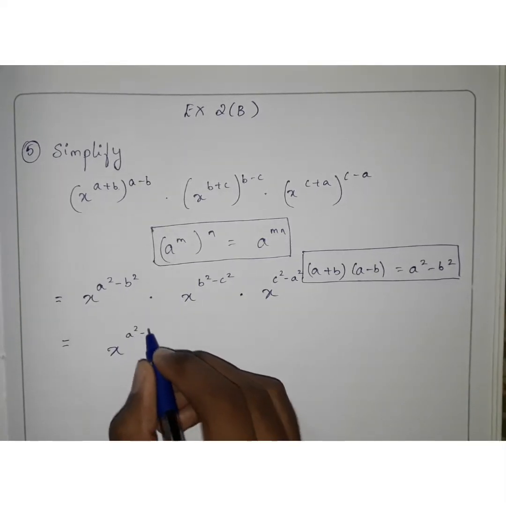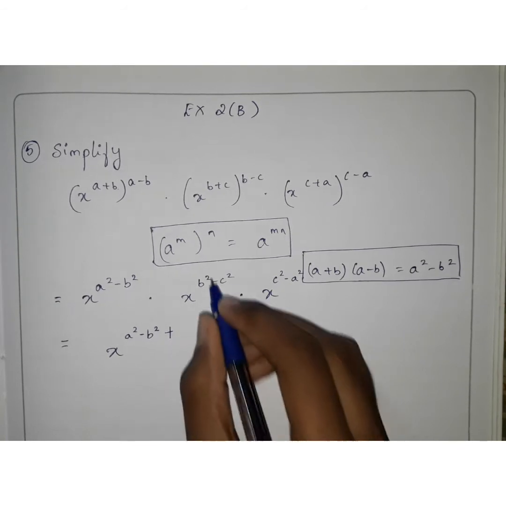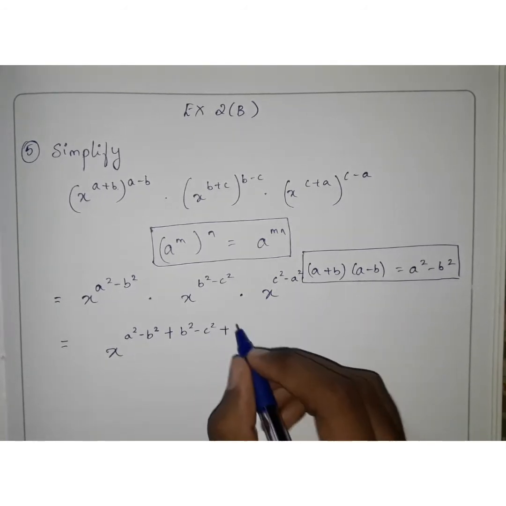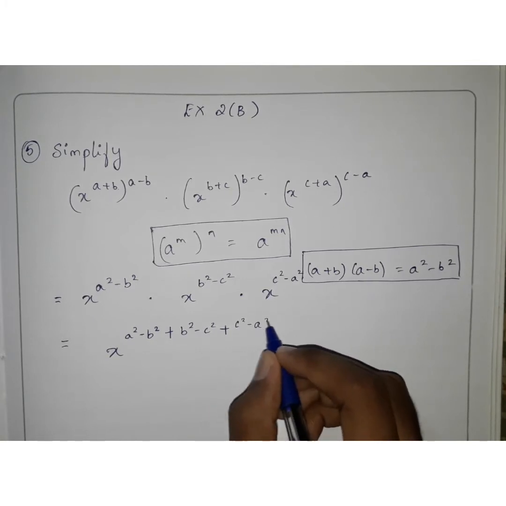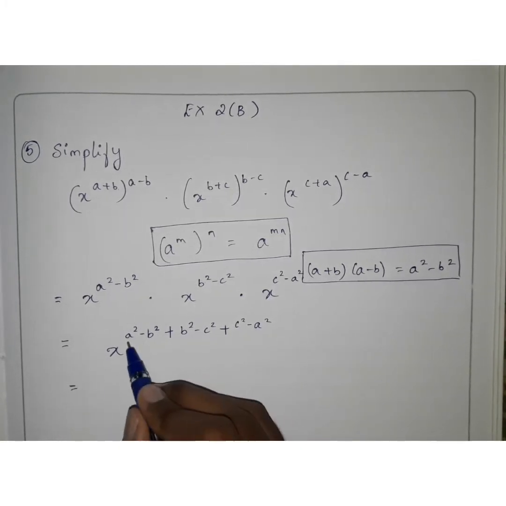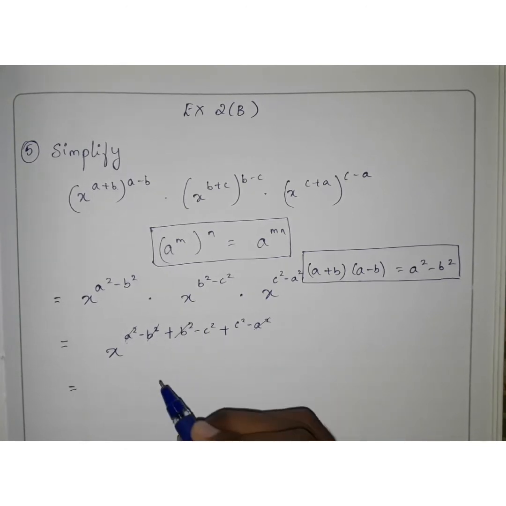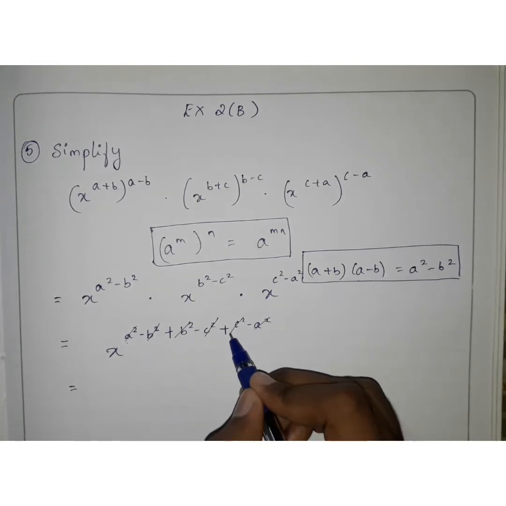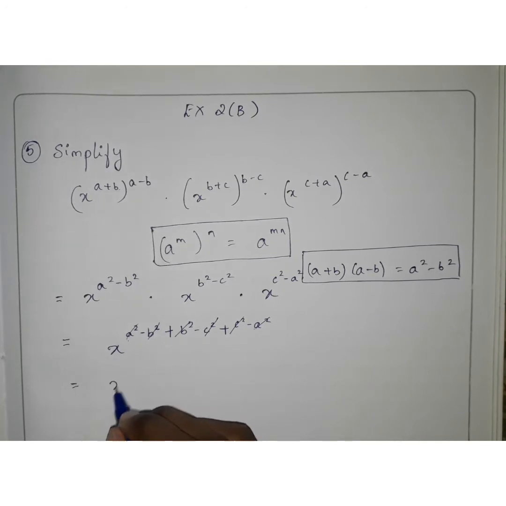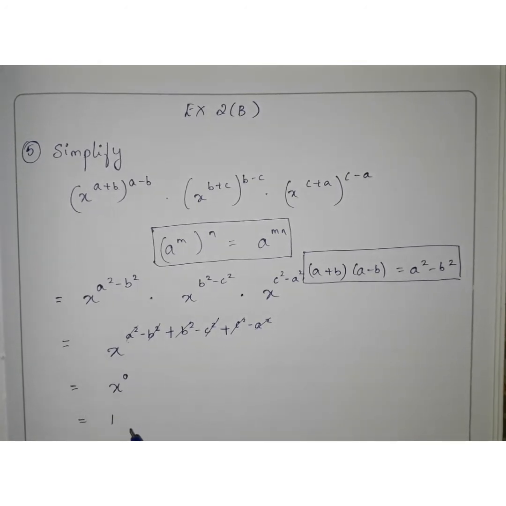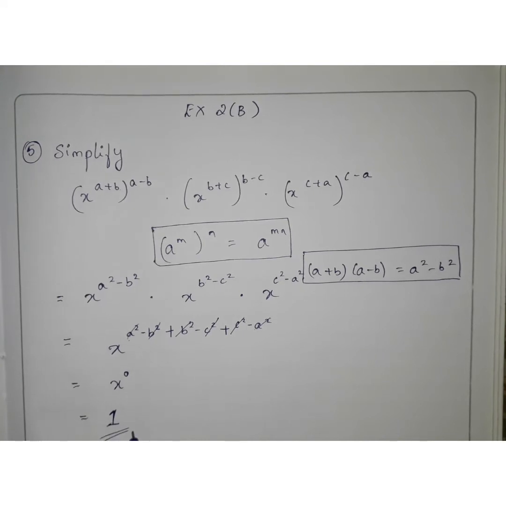So a square minus b square plus b square minus c square plus c square minus a square. Now plus a square and minus a square will get cancelled, minus b square plus b square will get cancelled, minus c square plus c square will get cancelled. So the remaining term is 0. So x to the power 0 is 1. Always remember, any number raised to the power 0 will be 1. So our answer is 1.